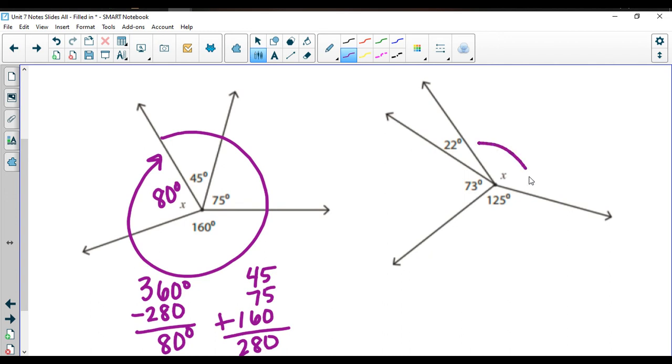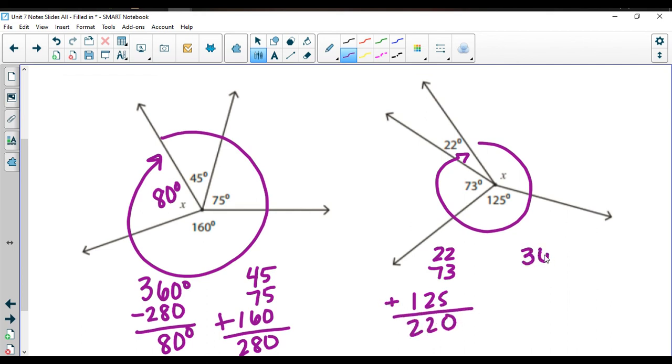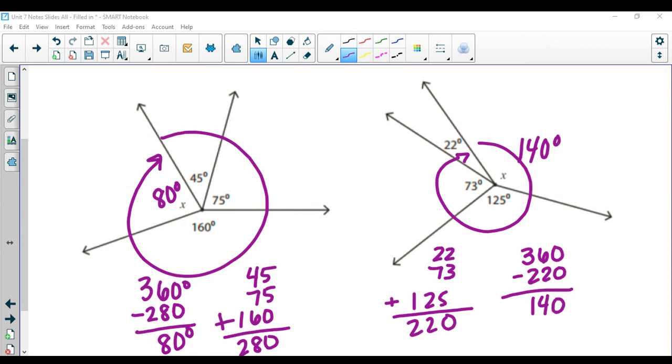Final one over here. Add up the pieces that you have, the 22, the 73, the 125. And that's going to give you 220. So you'll start with your 360, take away your 220, and you're going to be left with 140 degrees. And that is it for lesson 7.2 then.